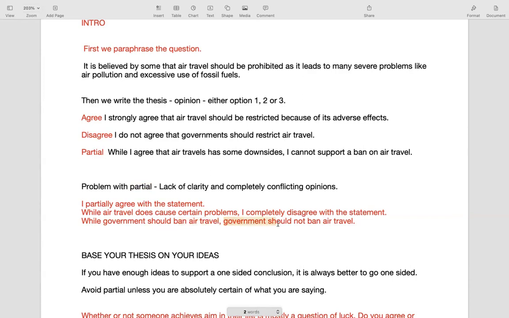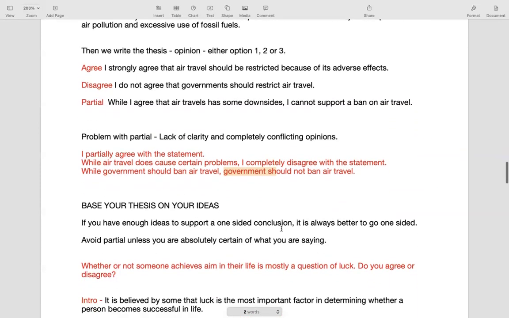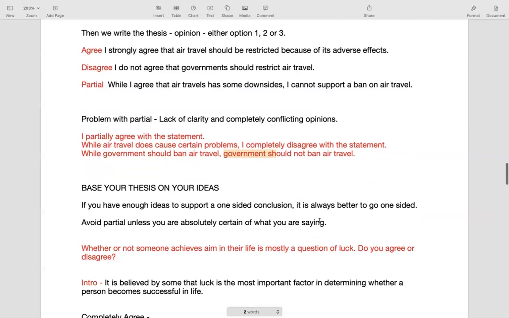So choose a side, right? Why are you going to write there should be a ban and then there should not be a ban? That is totally 180 degrees. One thing is pulling you here, the other thing you're going to Ludhiana, like you're going to North India and South India at the same time. It cannot happen. You have to pick a side. So clarity is needed in partial. If you're not clear, don't try it partial. Try to attempt it in one-sided. And if you have ideas to support a one-sided conclusion, yes.